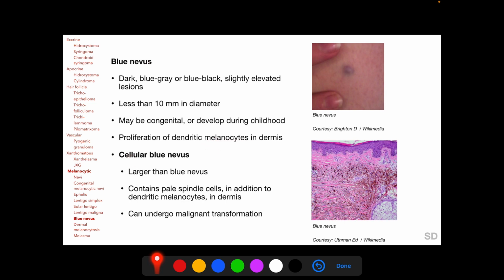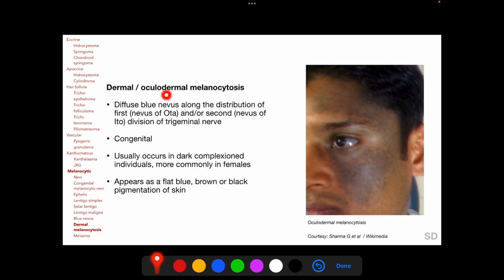Cellular blue nevus are larger than blue nevus, and they contain pale spindle cells in addition to dendritic melanocytes within the dermis, and cellular blue nevus has potential to undergo malignant transformation. Dermal or oculodermal melanocytosis are diffuse blue nevus occurring along the distribution of the first and or the second division of the trigeminal nerve. When restricted to the territory of the first division of the trigeminal nerve, it is called nevus of Ota, and when restricted to the territory of the second division, it is called nevus of Ito.